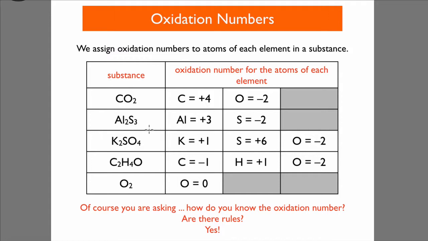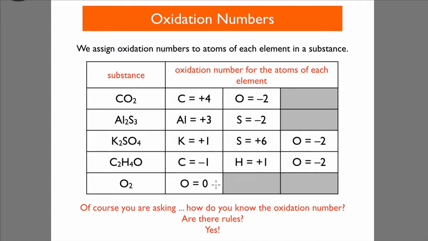Aluminium sulfide. Aluminium has an oxidation number of +3. Sulfur, an oxidation number of -2. There's 3 of them, so it'd be -6. There's 2 aluminiums, so this would be +6. Potassium sulfate. See, potassium has an oxidation state of +1, sulfur +6, oxygen -2. And again, that would balance out if you do the math. We've got ethanol, carbon, oxidation state of -1, hydrogen +1, oxygen -2. And in diatomic oxygen here, you can see the oxidation state is 0.